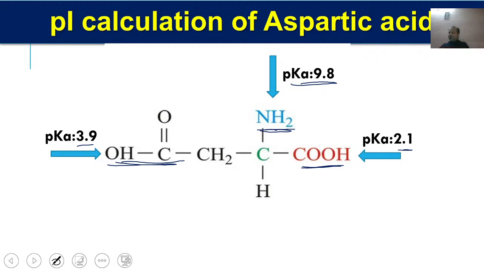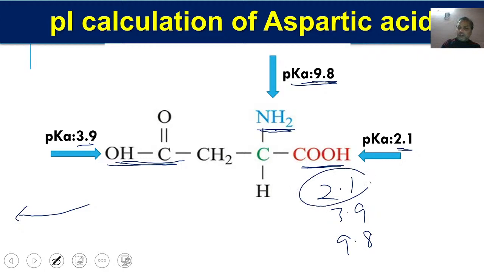Now whenever we keep this amino acid at lower pH, in this case we have 3 pH values: 2.1, 3.9 and 9.8. Which one is the lowest pH? Among the three, the lowest pH is 2.1. So what we are going to do? We are going to put this amino acid at a pH lower than 2.1. Like I can put it at 2, or I can put it at 1.5, hypothetically.